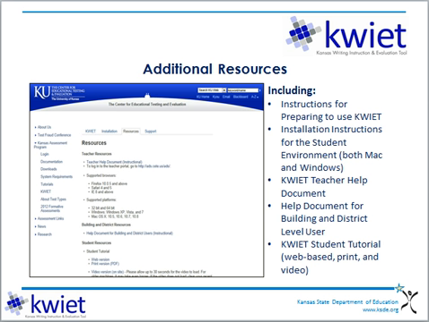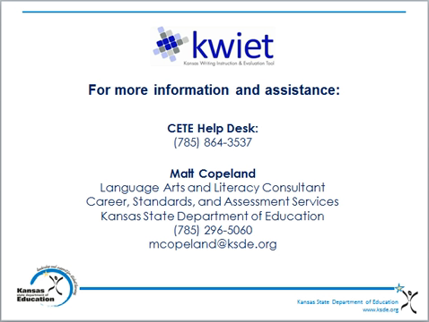There are also a number of tutorials available on the CETE website as well. These tutorials focus on the student experience right here within KWIET. But as always, if you have additional questions or additional needs, you have two sources of contact for that help. First would be the CETE Help Desk. These folks can help you with the more technical aspects of the computer program and how precisely it works. They can be reached at area code 785-864-3537.